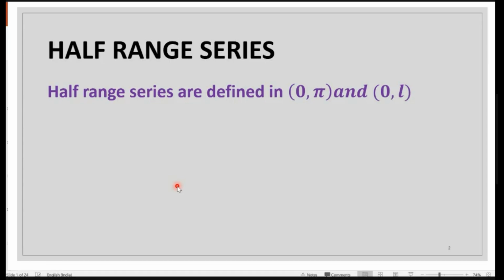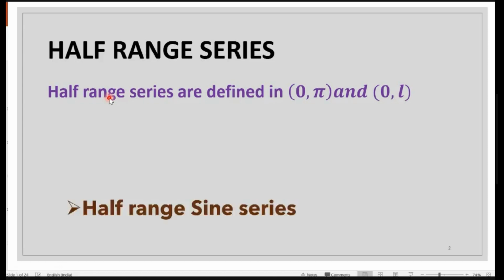So there are only two intervals here, which means the length of the interval in the half range series is pi or L. The length of the interval in Fourier series is 2 pi or 2L. This is half of that, that is why pi or L. That is why it is called a half range series.